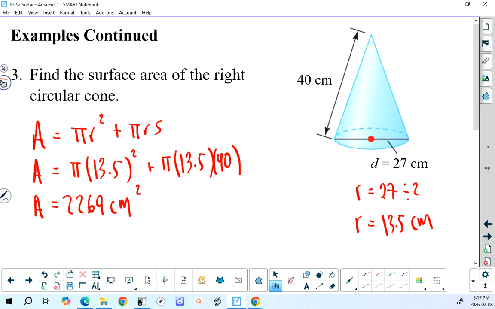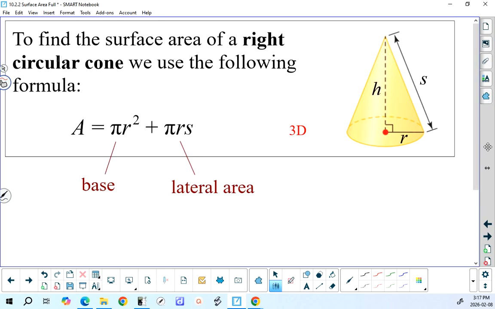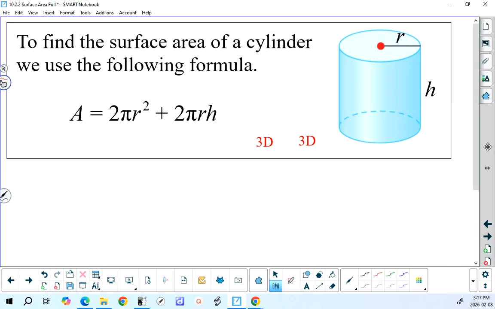We have one more shape that I want to talk about today, and then we'll finish it off with two quick examples. We're talking here now about a cylinder, and the surface area of a cylinder is found by taking 2 pi r squared plus 2 pi rh. By the way, going back, this formula will be on a formula sheet for you. It's on your formula sheet, and so will this one. Much like the previous formula, this has two pieces to it. One is the area of the bases, and one is the area of the side, the lateral area.